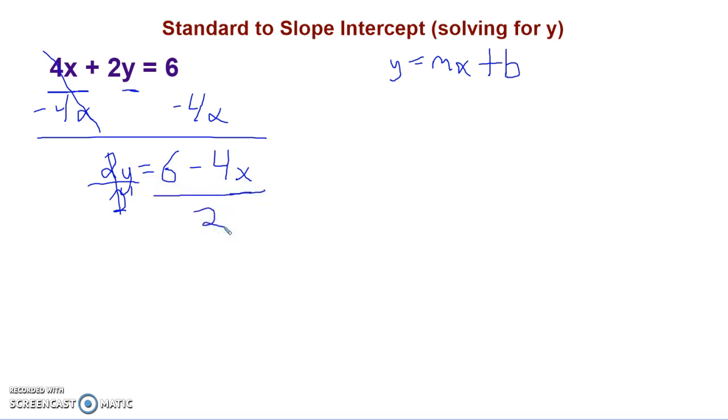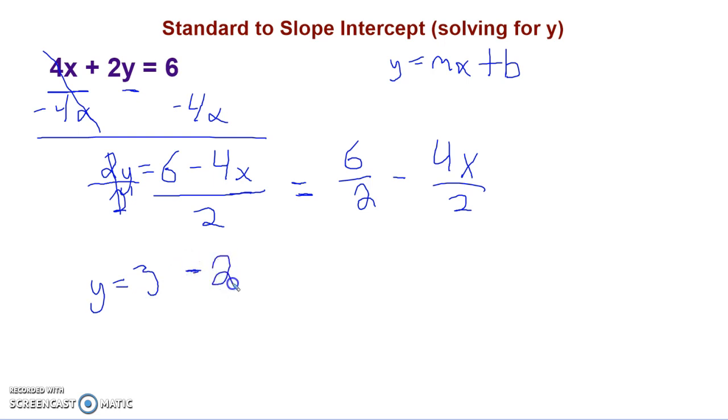So when I do this, that means that this could also be written as when I put 2 in the denominator like that, or divide everything by 2. That means it's the exact same as 6 over 2, or 6 divided by 2, minus 4x divided by 2. These two things are the same thing. So we have 6 divided by 2, which is going to get us 3. So we're going to have y is equal to 3. And then we have minus, and we have our 4 divided by 2, and that's going to get us 2x.